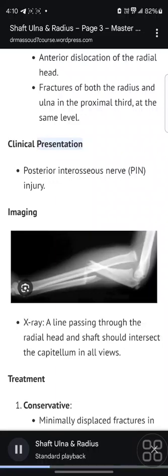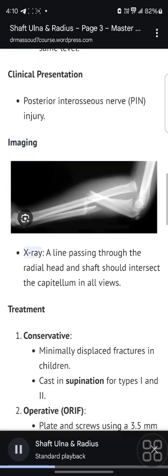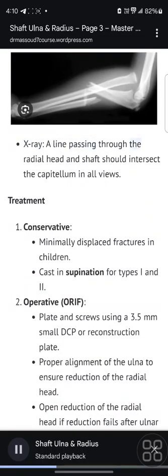Clinical presentation: posterior interosseous nerve, PIN, injury. Imaging. X-ray. A line passing through the radial head and shaft should intersect the capitellum in all views.